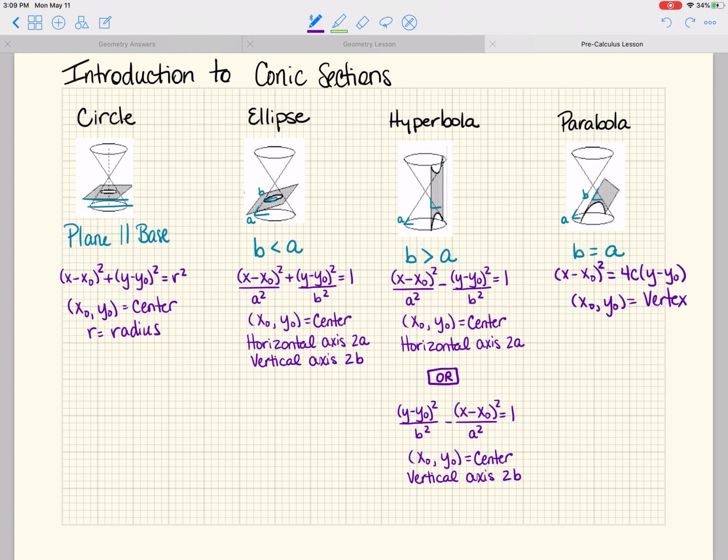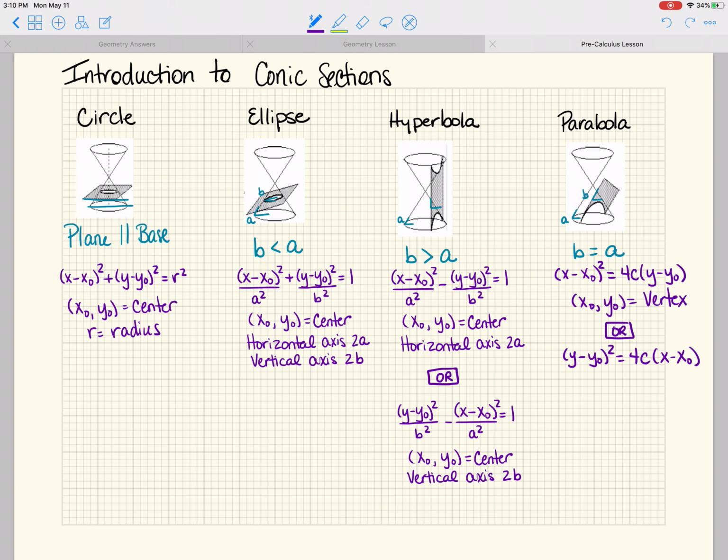Finally, here's the equation for a parabola. You've seen several different versions of this equation. This one is the conic sections form of this, and we'll talk more about that when you get to that point.